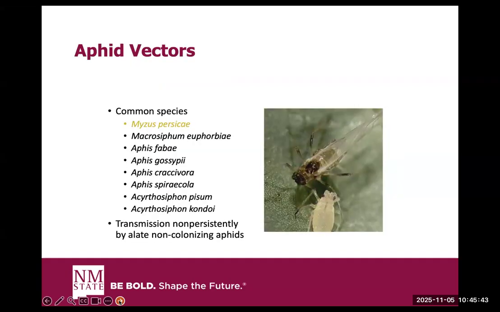So those aphid vectors, notice there's a whole lot of them. Here's Myzus persicae. It is a generalist. It's willing to try and eat lots and lots of things. Aphis gossypii, cotton melon aphids. So these are really fairly common aphids.